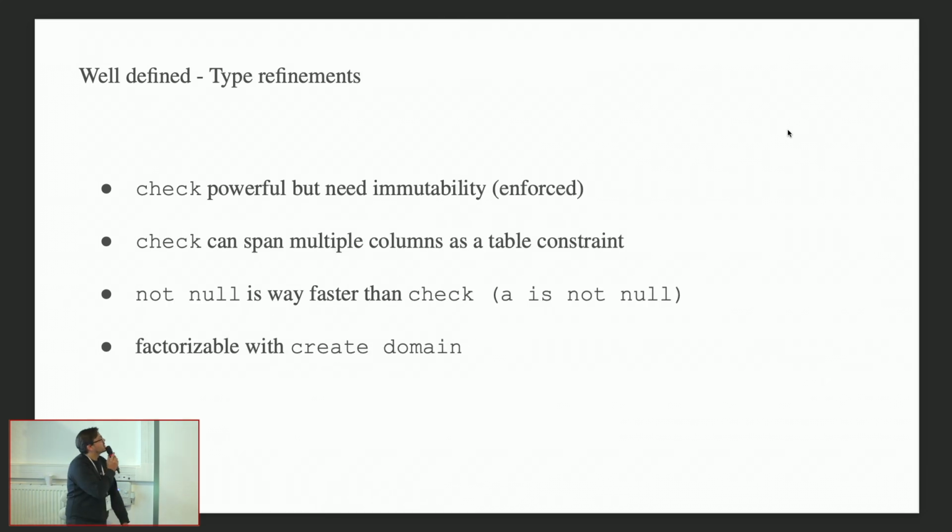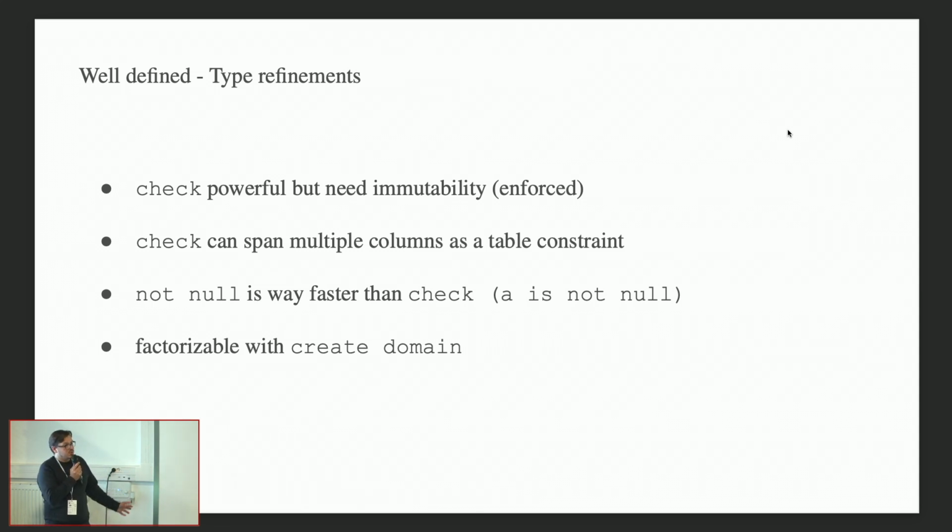So well defined. Let's check as much as we can to enforce constraints on your data. You have the check constraints, which can arbitrarily check against immutable expressions. You cannot check versus now or versus a non-deterministic function. That's why I feel these functional programming vibes when I write SQL. When you define a check constraint, it needs to be deterministic. It needs to be immutable. Check can span multiple columns, by the way. You can check at the table level and not at the column definition level.